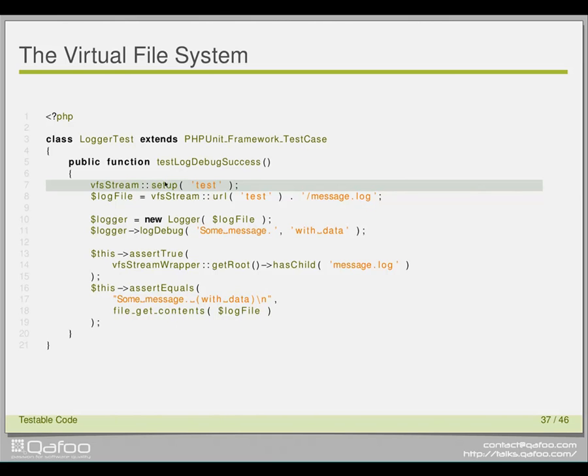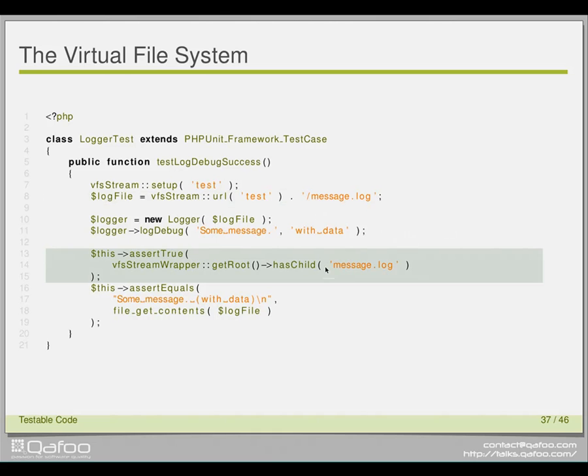Since PHP only allows you to use classes and not objects for that, we need to use this ugly static code. And what it actually does, it creates a brand new empty file system called test in memory. We can then ask the VFS stream to create a URL in that file system. So it creates all the fancy prepending stuff, a string for us, which identifies that file system. And then we just append the message log file name here in order to create a log file path. And then we run our test again.